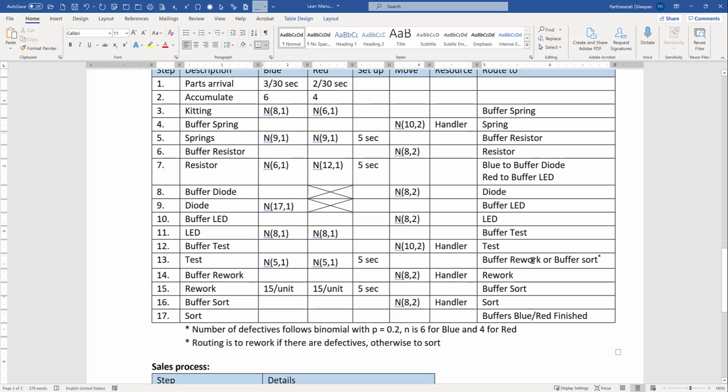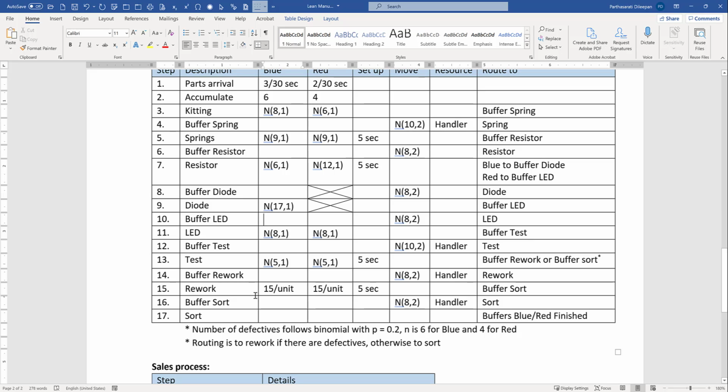Now after testing, you're going to have some batches going straight to sort, some going to rework, and the number of defectives is going to follow a binomial distribution with probability of 0.2 that a part will need rework. And the n is going to be based on the batch size. So blue batch size is 6, red batch size is 4. Now routing is to rework only if there are defectives. Otherwise, it will go to sort.